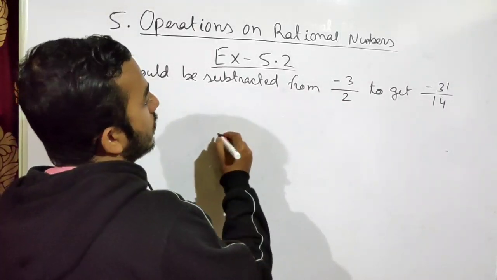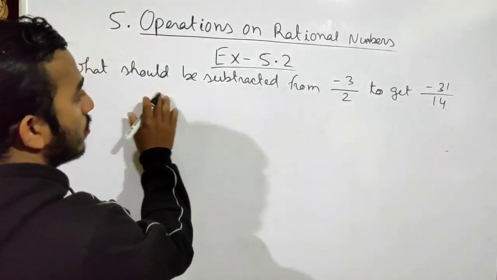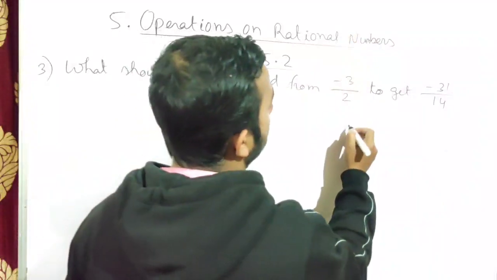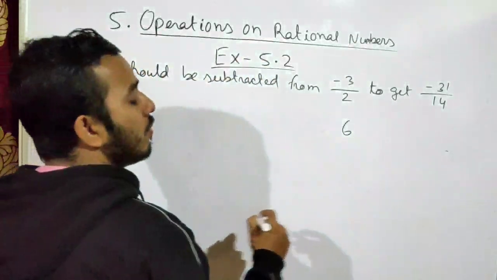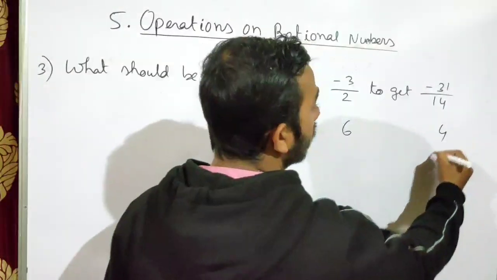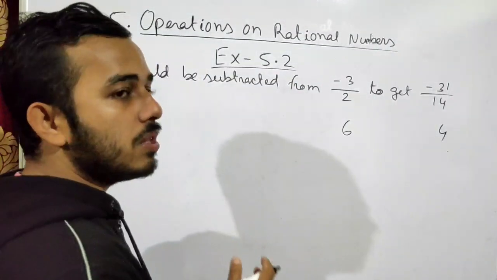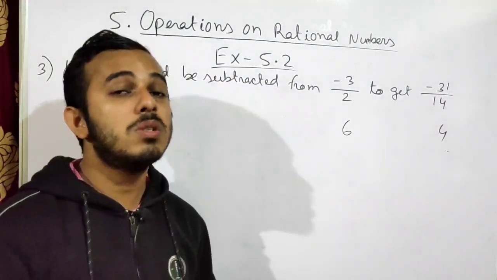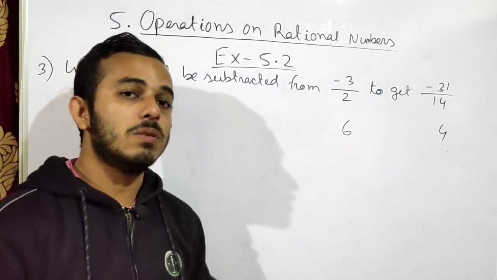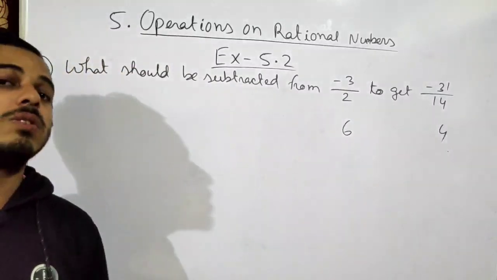Okay, what should be subtracted? The question will be like this. Okay, what should be subtracted from 6 to get 4? Clear? That is from 6 we have to subtract what? Which number? Okay, from 6 we have to subtract which number to get the result 4?